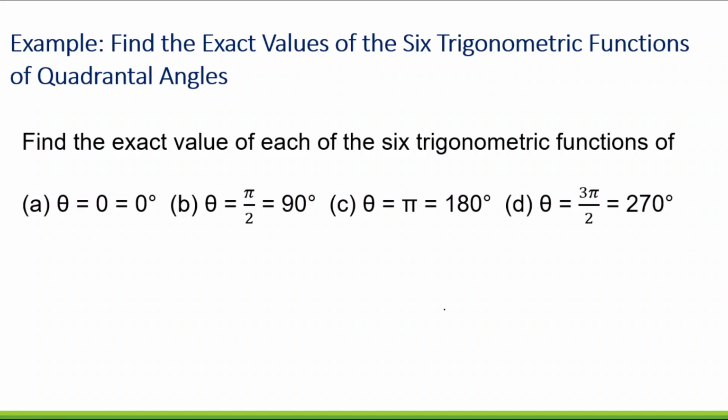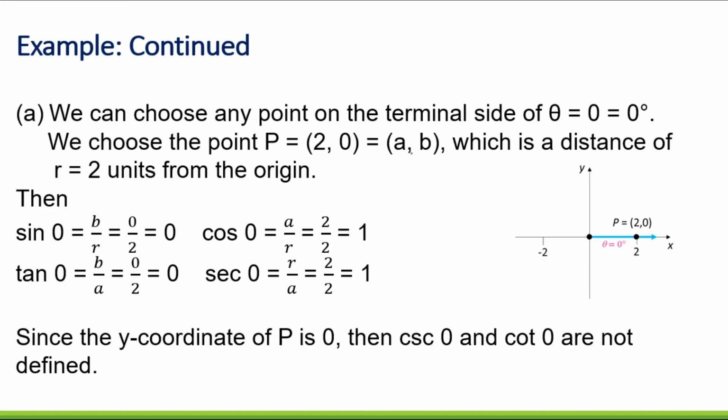Hello, in this example, we will find the exact values of the six trigonometric functions of quadrantal angles, which are the angles 0, 90, 180 degrees, 270 degrees. And so let's start with an angle of 0. You can choose any point on the terminal side of 0 degrees. And so we're going to choose the point (2, 0), which is equal to (a, b). That's also x and y.